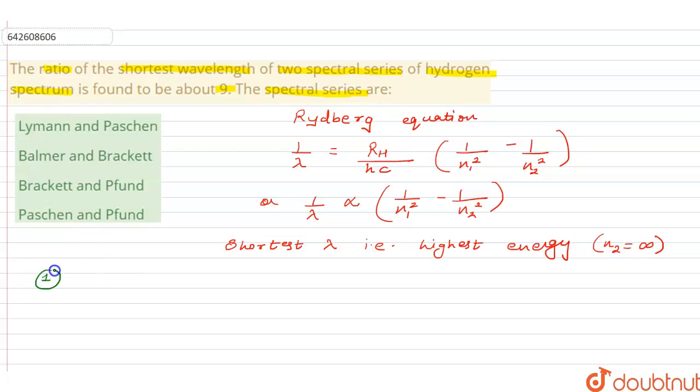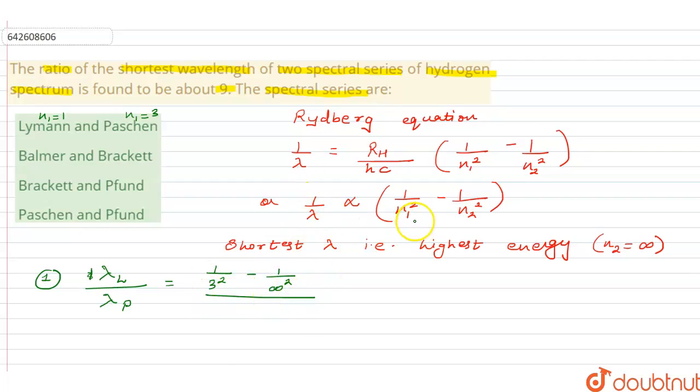So the first option says it's Lyman and Paschen. Now for Lyman, n1 is equal to 1, and for Paschen, n1 will be equal to 3. So accordingly, let us lay it down. Lambda of Lyman, for abbreviation let me use capital L for Lyman, upon lambda of Paschen, that is P, will be equal to 1 upon n1 square. So 1 upon Paschen's n1 value, that is 3 square minus 1 upon infinity square.